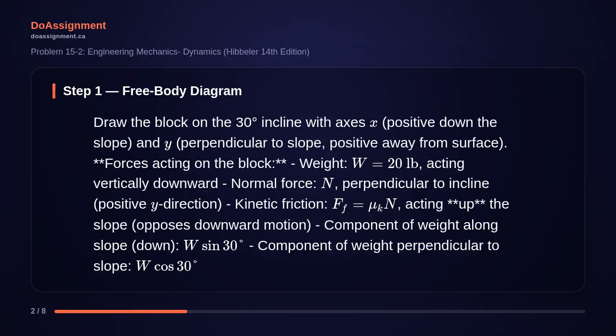Let's start with the free body diagram. The block sits on a 30-degree incline. We set the positive x-axis pointing down the slope and the positive y-axis pointing away from the surface. The weight acts straight down, which we resolve into a component along the slope and one perpendicular to it. The normal force pushes the block away from the surface, and kinetic friction acts up the slope because the block is sliding downward.